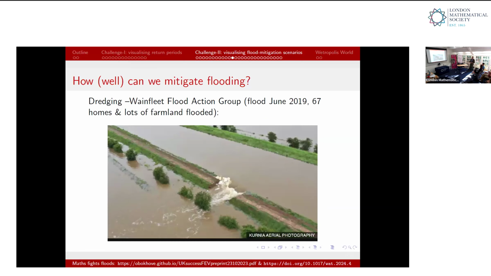Dredging. I was invited by the Wainfleet Flood Action Group. They thought as a Dutch person, no, partially, that I knew about berms. I said, I don't know anything about berms, but I'm coming anyway if you wish. So I did. Here you hear about dredging.